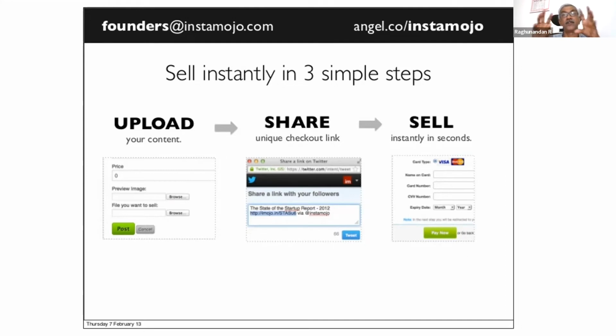So their idea of InstaMojo, as the word itself says, Insta, right? Which means you do it pretty quick. So you upload, you share, and you sell, right? So it's 3 simple steps. It is done, and not that the selling happens by itself, but that's how it is, right?